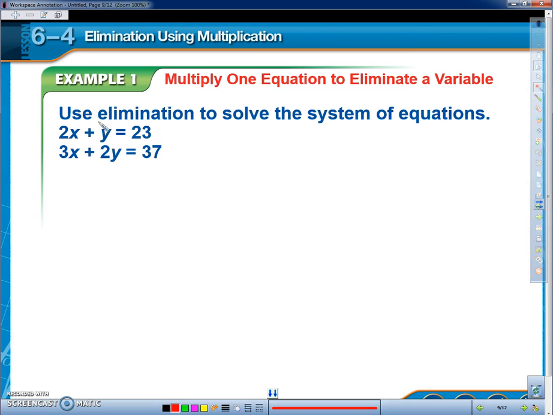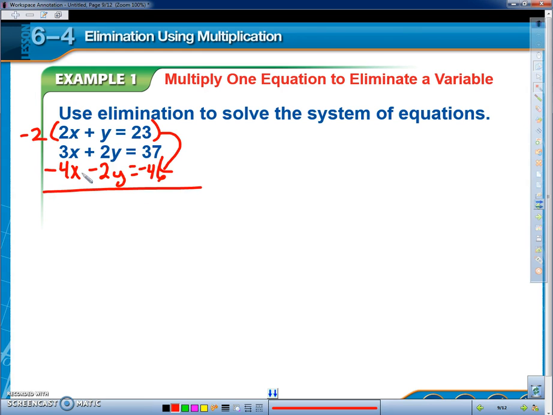And so we're here. When we look at this, we want to find something that we can multiply the entire line by to get rid of it. When I look at this, the y and 2y, if I multiplied the top by -2, that would be really easy to get rid of that y value right there. So I'm going to put it underneath. -2 times 2x would be -4x. -2 times y would be -2y, and that's going to equal -2 times 23, which is -46.